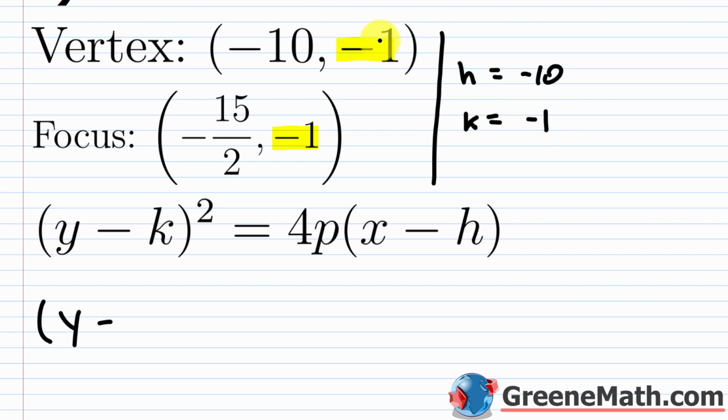That's the y coordinate here. So what we're going to do is plug in for k. K is -1. Minus the -1, you can go +1. This is quantity squared, and this equals 4p times the quantity x minus h. H is -10. Minus the -10 is +10.